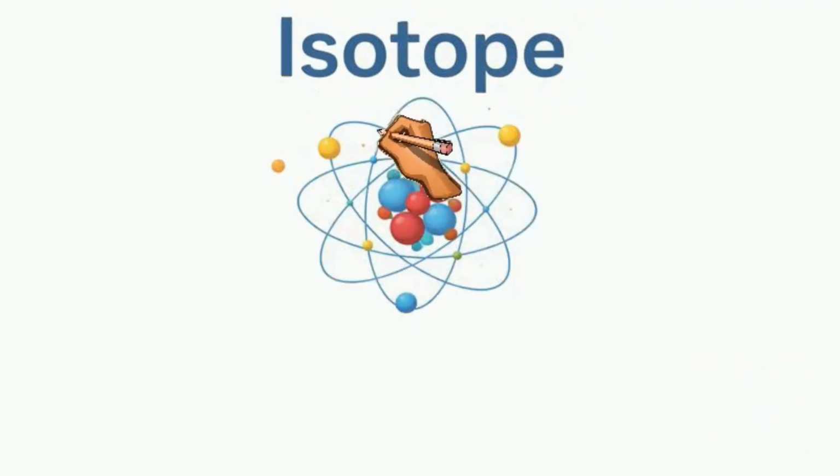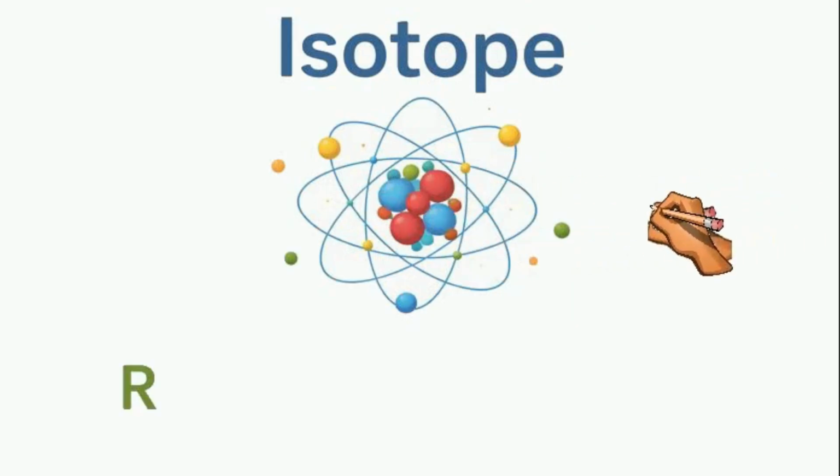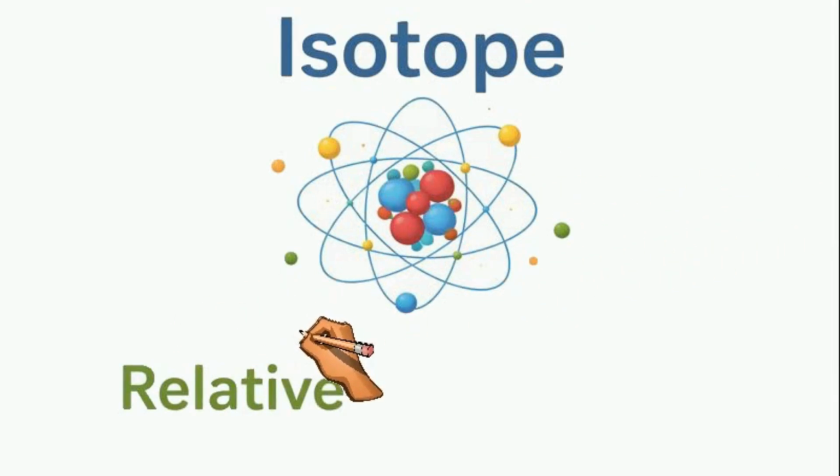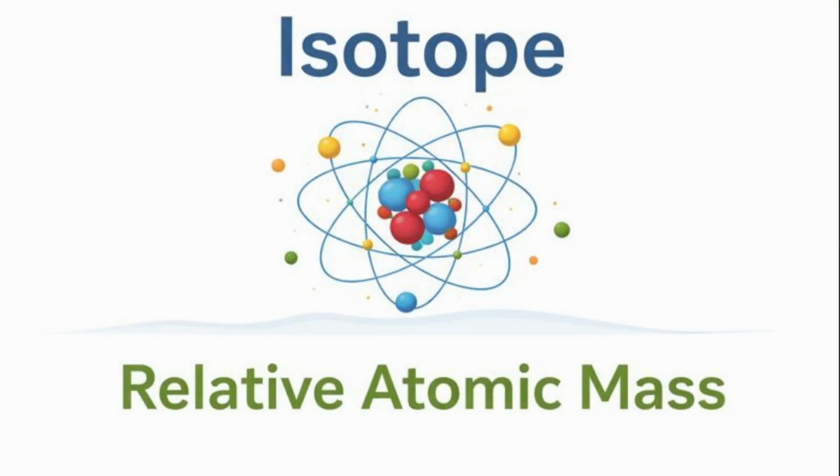Hi everyone, in this lesson we are going to break down two ideas that confuse a lot of students in chemistry: isotopes and relative atomic mass. By the end of this lesson, the numbers on the periodic table will finally make sense.